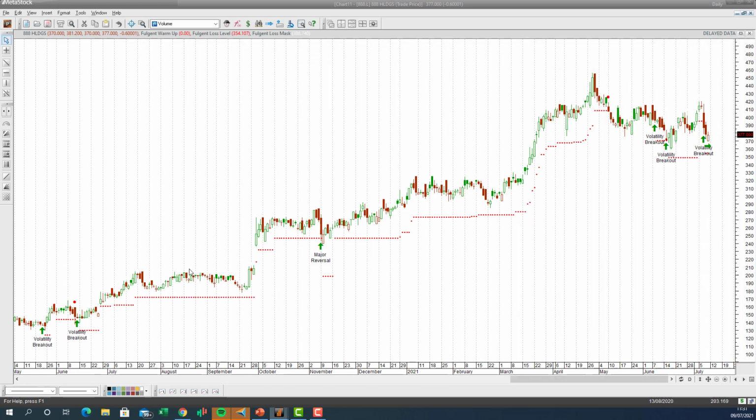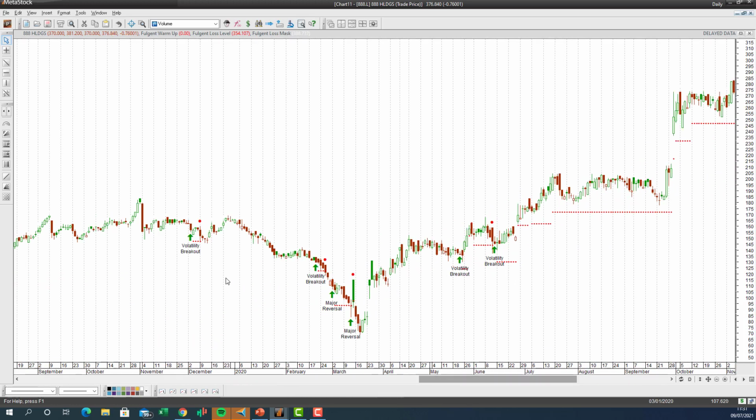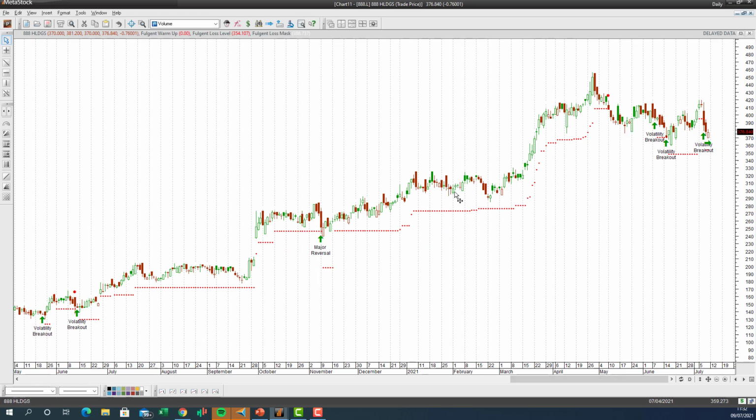Major volatility breakout down here, major reversal there, caught some huge move. This one really, as well as major market reversal back here in March, caught some really good moves. Volatility breakout there. Look at this major market reversal. Yeah, November trade. Got in around about 260, 265 and 420. Hit this sell signal there, plus a trailing stop on 888 Holdings. But now in a new volatility breakout trade.